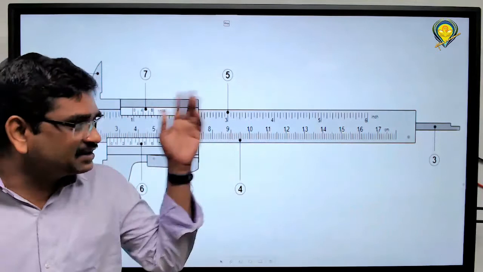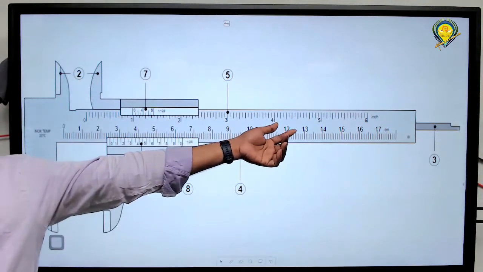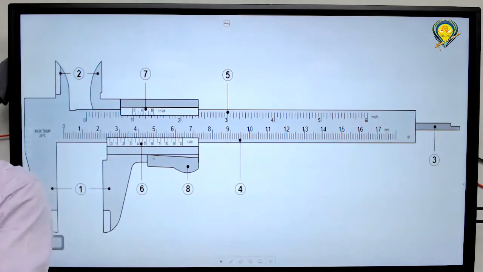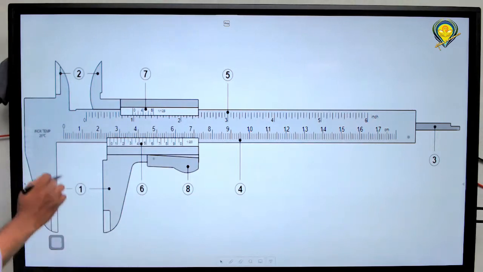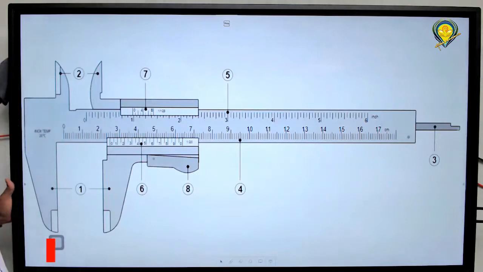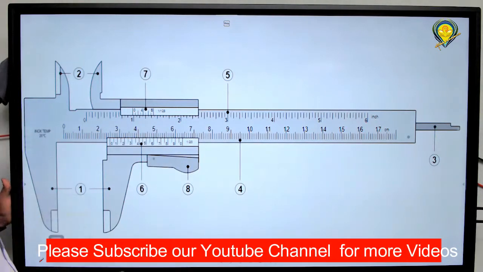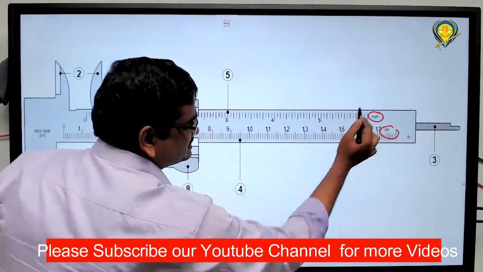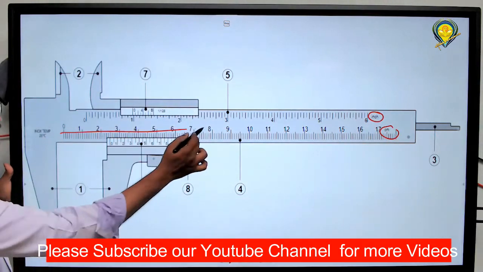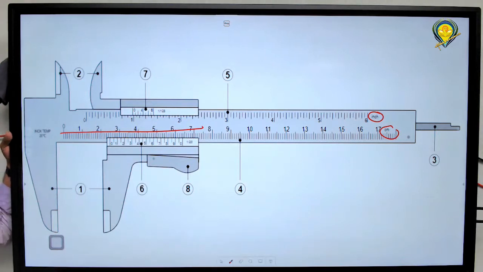Here some readings are there on this scale. These readings are the same as the readings on the normal scale. Here 0 to 17 readings are there, indicated in centimeters. This is inches. This scale is the same as a normal geometrical scale, which contains up to 15 centimeters. If it is a length scale, 30, 50 or 100 centimeter scales are also there. These readings are the same as on a normal scale.